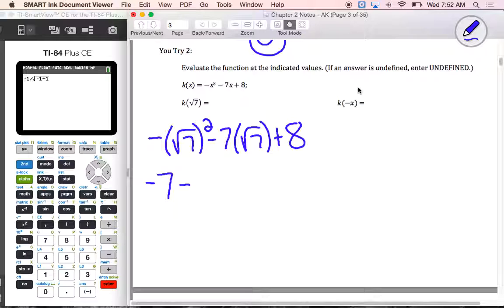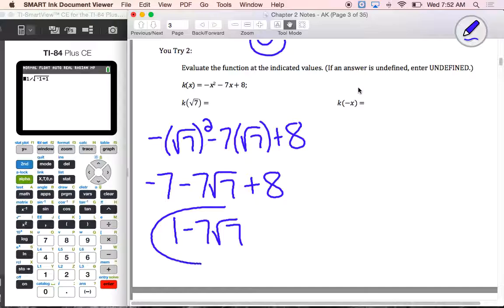Then we have 7 times the square root of 7. We can't multiply those together, so the only way to write it is 7 square root of 7. And then we're going to add 8 to it. So combine your like terms there. And we should have 1 minus 7 radical 7. Again, I know it looks weird because you want to have a decimal, but we have to have exact answers. There should be no decimals when you go through that with radicals.